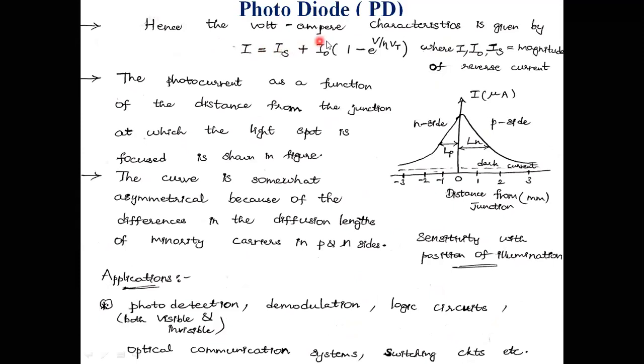Hence the volt ampere characteristics is given by the VI characteristics. From the VI characteristics, the total current I is equal to IS plus the reverse saturation current. The equation is the reverse of the PN junction diode, whereas the PN junction diode has I naught into an exponential term and a one term, here it is applied in reverse bias condition. Therefore these two terms are reversed in the PN photodiode.